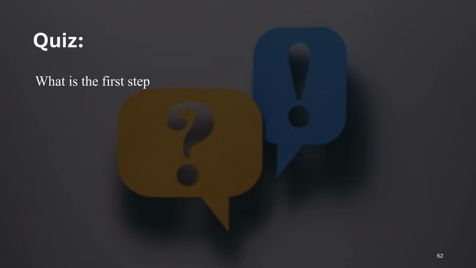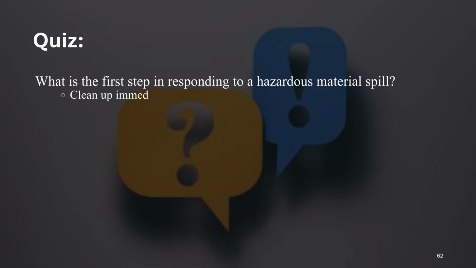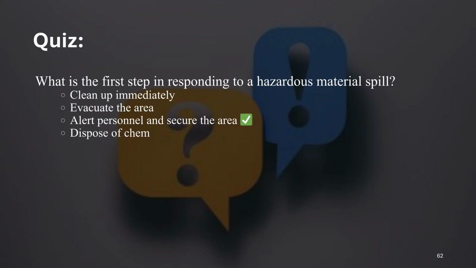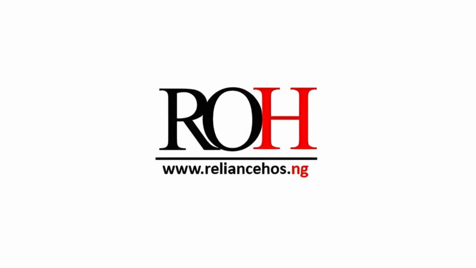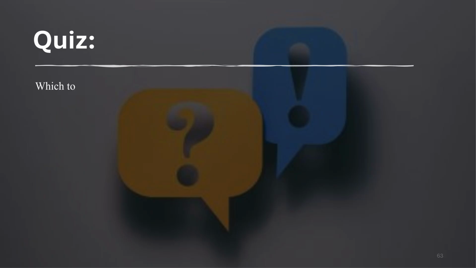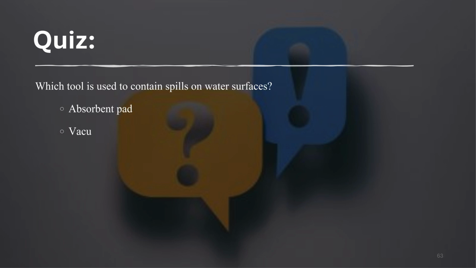Quiz. What is the first step in responding to a hazardous material spill? Clean up immediately, evacuate the area, alert personnel and secure the area, dispose of chemicals. Quiz. Which tool is used to contain spills on water surfaces? Absorbent pad, vacuum, boom.